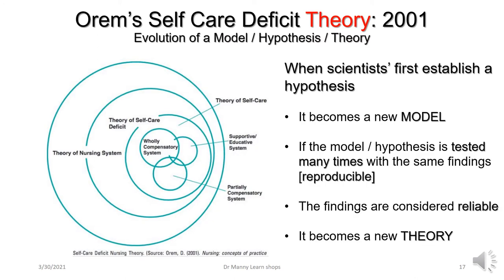So when you look at Orem's self-care deficit model, it evolved into a theory in 2001 because it was utilized and researched and found to be true. So this is when scientists first establish a hypothesis. And after it's established, it becomes a new model. And if the model, or the hypothesis, is tested over and over many times with the same findings, which means it's reproducible by other researchers, then the findings are considered reliable and it becomes a theory. So Orem's self-care deficit model, 1959, became a theory in 2001.